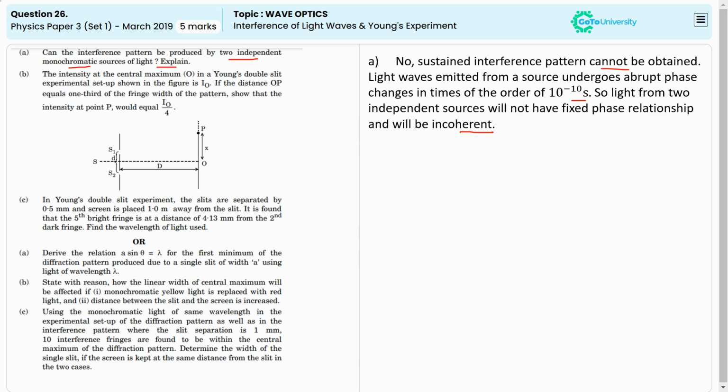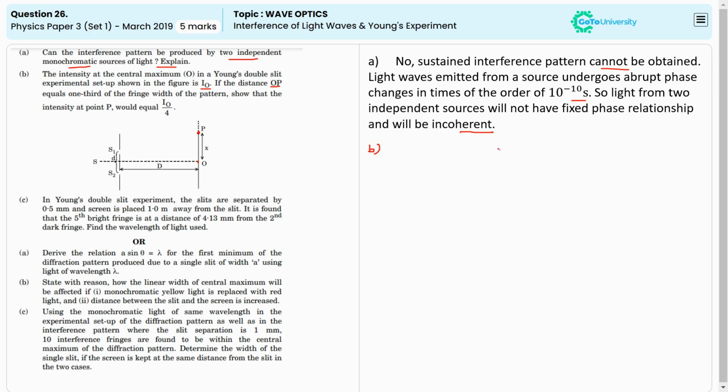Next, the intensity at the central maximum O in a Young's double slit experiment setup shown in the figure is I0. If the distance OP equals 1/3 of the fringe width of the pattern, show that the intensity at point P would be equal to I0 divided by 4. Okay, so we'll see the B question here.